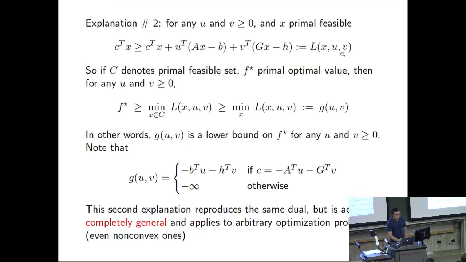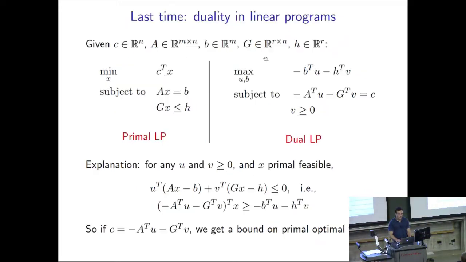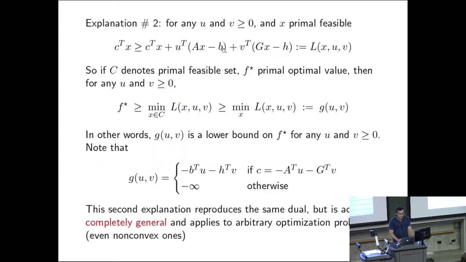And we observed that if C was the feasible set in the primal, so it's the set of all x for which these constraints were met, Ax equals b and Gx is less than or equal to h, then we could minimize over x in C on both sides. Okay, and if we minimize this side over x in C, that's exactly f star. That is the primal optimal value by definition. And we're just writing the minimum of the right-hand side over x in C as min over x in C of L(x, u, v). That's how we defined the Lagrangian, right? Just to equal this thing.